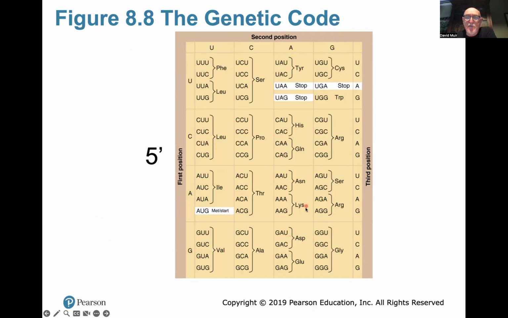What did I say? I forgot what I told you now. Anyway, let me just say, let's say AAU. What does 5 prime AAU stand for? You can chicken peck through, and you can say it actually stands for asparagine.